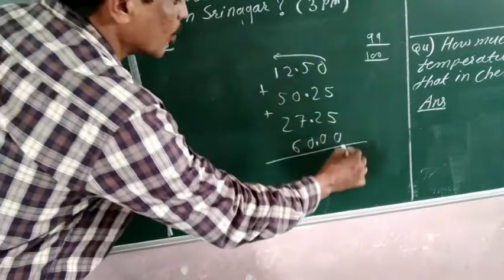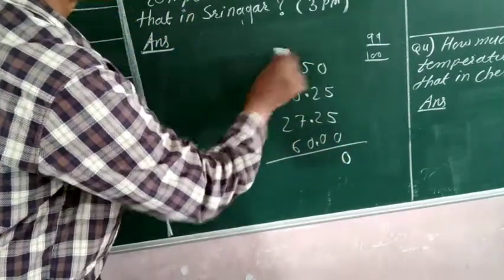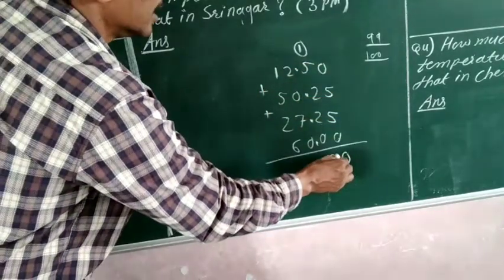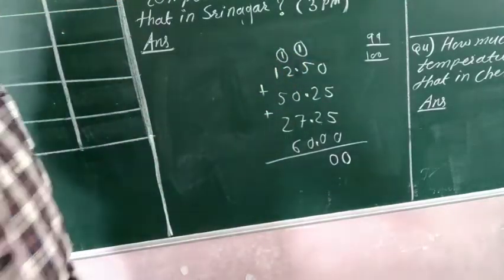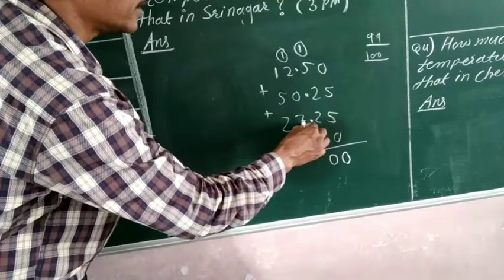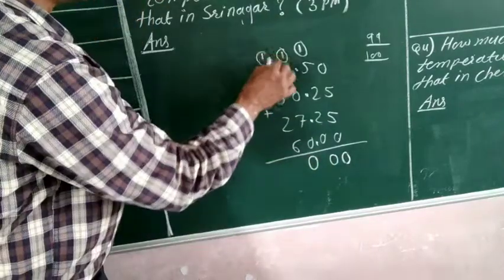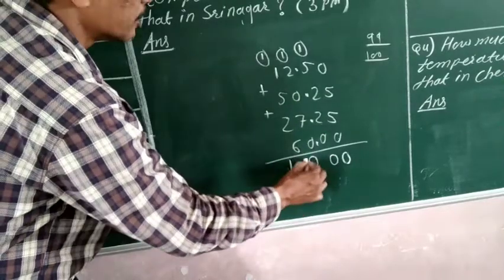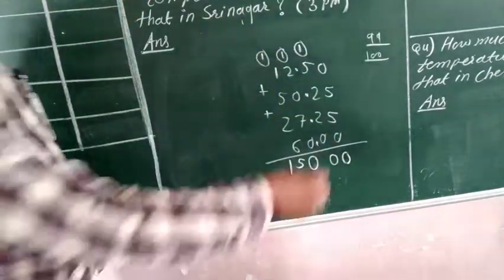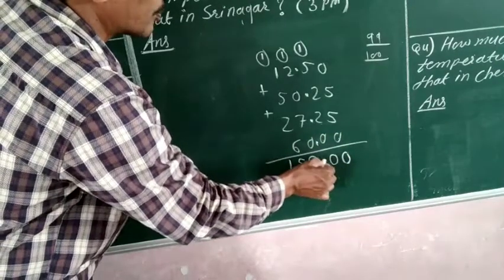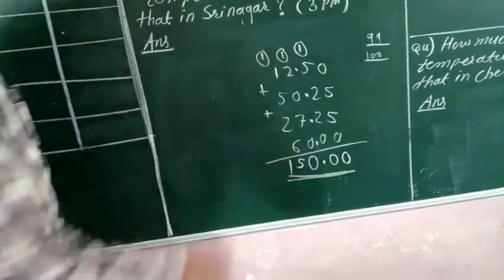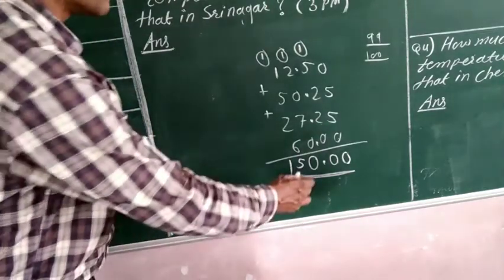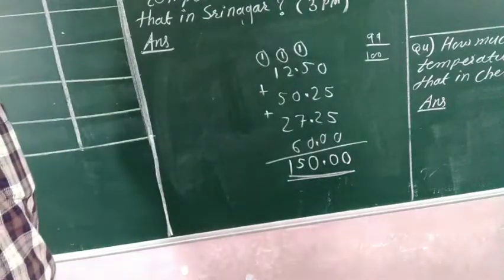Addition: 5 plus 5, 10, carry 1. 5 plus 1, 6. 6 plus 2, 8. 8 plus 2, 10. Again carry 1. 1 plus 2, 3. 3 plus 7, 10. Again carry 1. 1 plus 1, 2. 2 plus 5, 7. 7 plus 2, 9. 9 plus 6, 15. Now again the decimal point will be here. It is 150.50. The total bill amount is rupees 150.50.